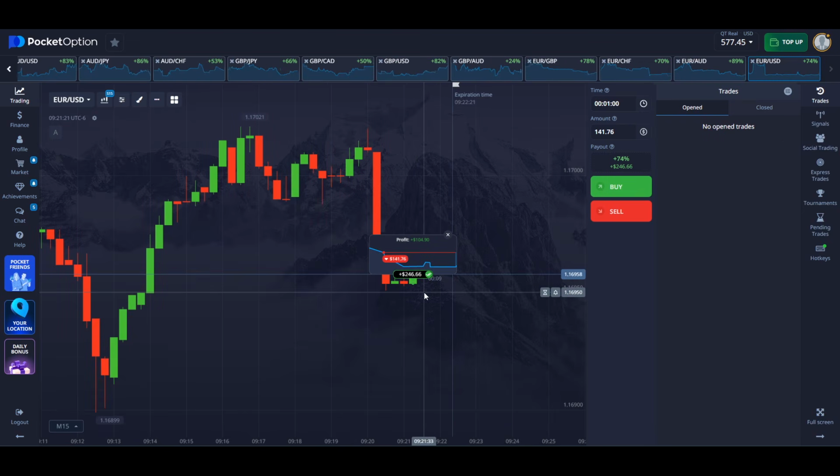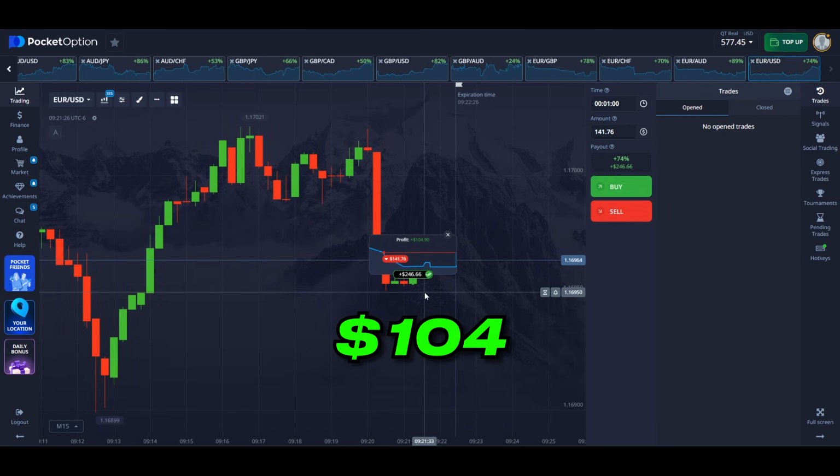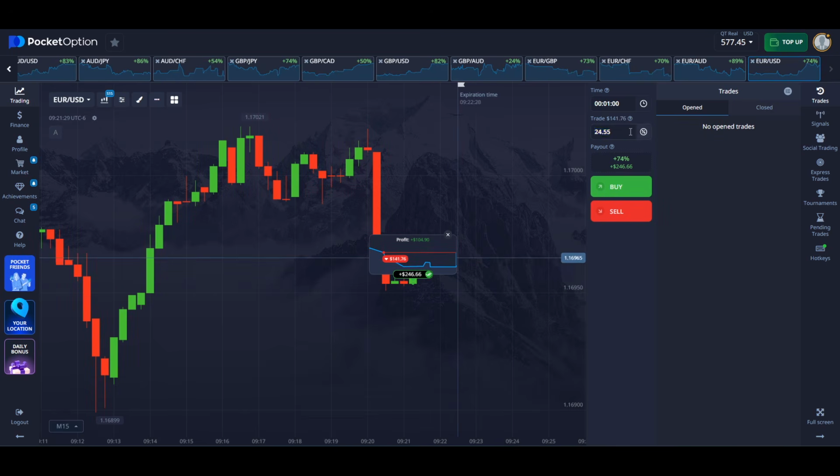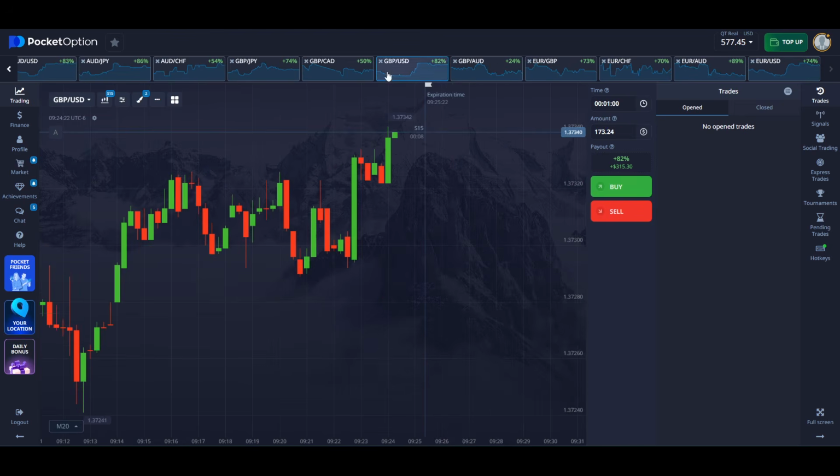And this trade already brings me $104. As you can see, my balance is in the positive. I've covered my loss. And let's open the next trade again for 30%. That's already $173. For the next currency pair, I'm choosing the British pound dollar.